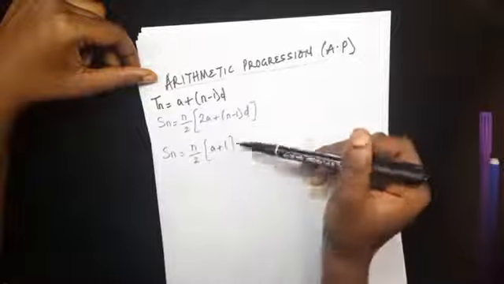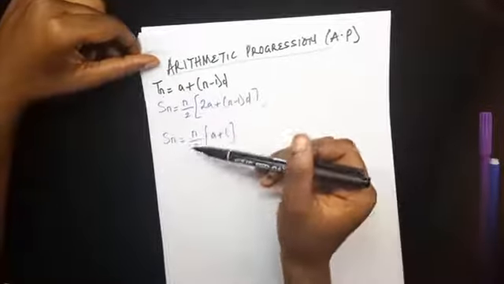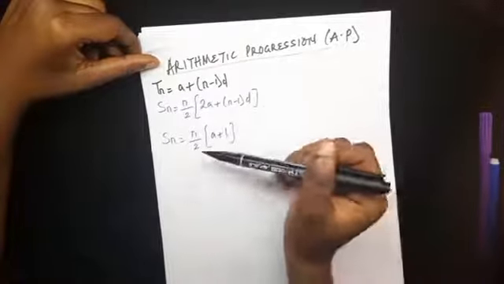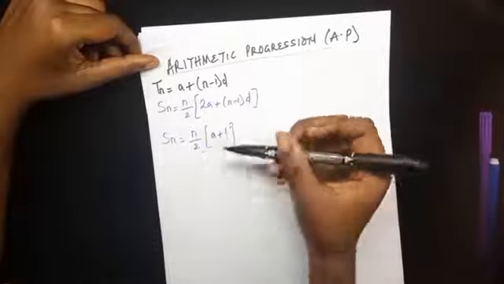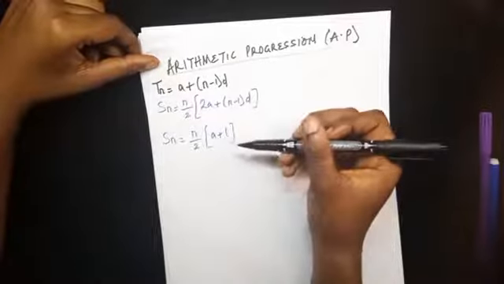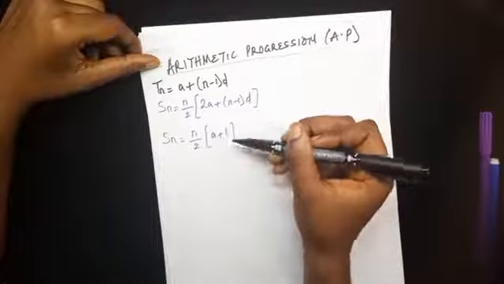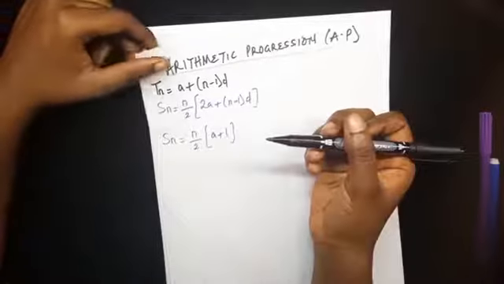And here is a third formula, Sn equals n/2 (a + l). You use this formula when you are given the last term of the AP. When you are given the last term of the AP, you make use of this formula.